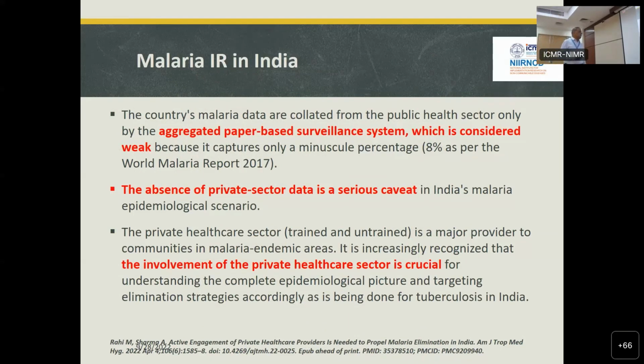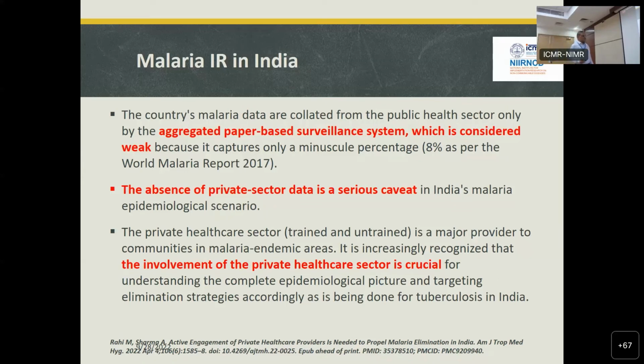So, an observation is made that the country's malaria data are collated from the public health centers only, by the aggregated paper-based health surveillance system, which is considered weak. That means an identification has been done of a problem, but we are yet to do an implementation. Why not, on the basis of this, the malaria control program takes cognizance and understands this need, which has been highlighted by one of the reputed malaria scientists. Until today, we still do not have a fully digital system of data collection. So implementation has not been done there.